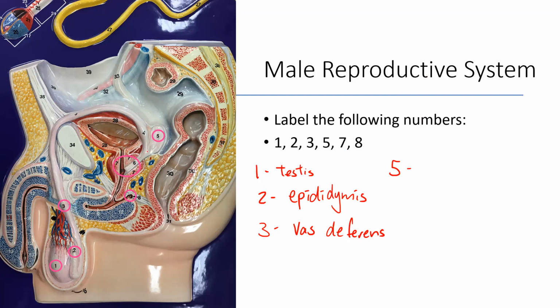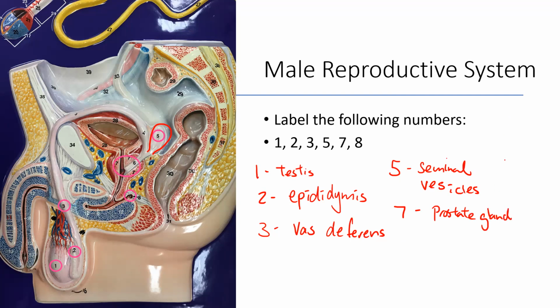Number 5 is talking about this gland right here, and you have two of those, one on each side. That is the seminal vesicle, which produces a fructose-rich solution to nourish the sperm. Number 6. Number 7 is right here. This whole structure, that's the prostate gland.